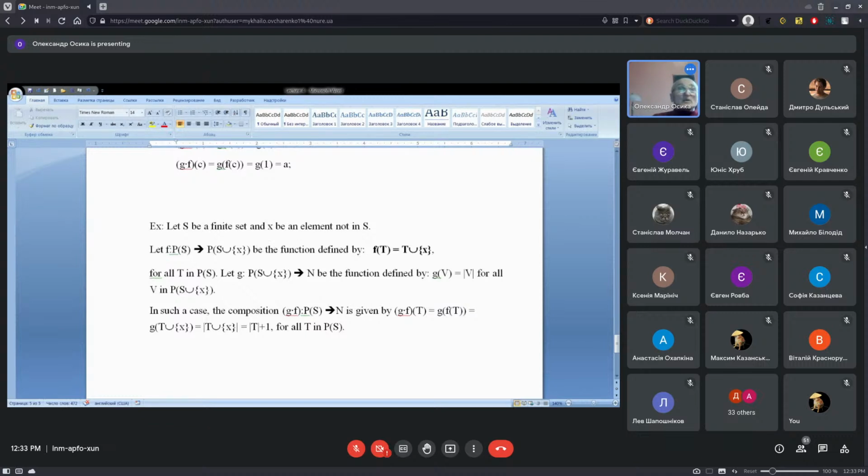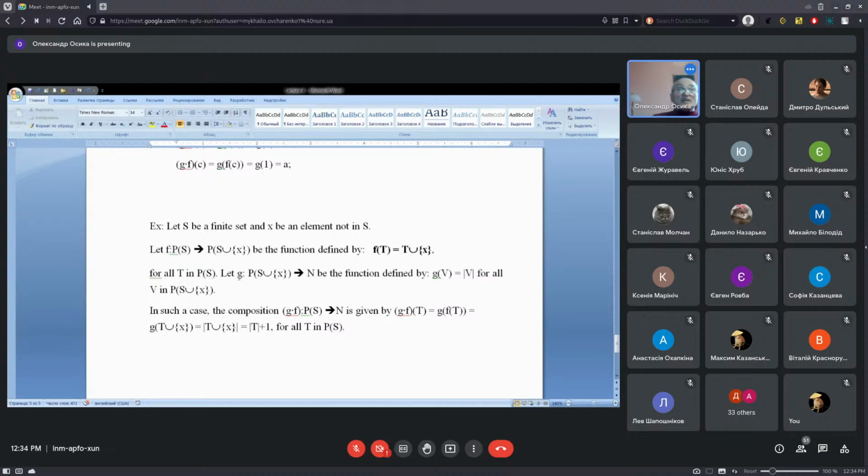And what is the rule? We take some subset here and put it into a corresponding another subset here. The rule or function is defined so: F of T, where T is some subset of S. The value of the function is the same T united with X, for all subsets T in this power set.